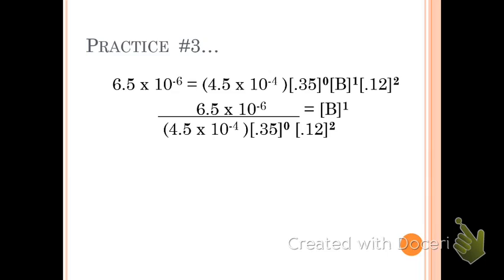Your calculator should have put in 6.5 e to the negative 6 divided by, in parentheses, 4.5 e to the negative 4. Am I going to need this? I'm not going to use that. Times 0.12, caret key 2. I would put the whole thing in parentheses, of course.